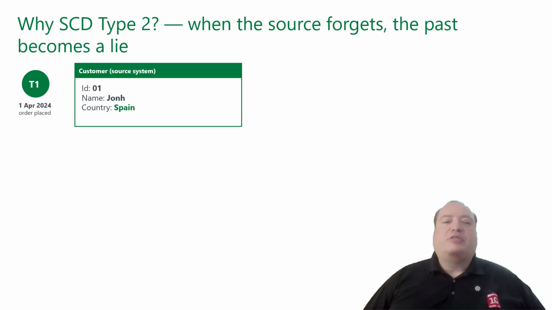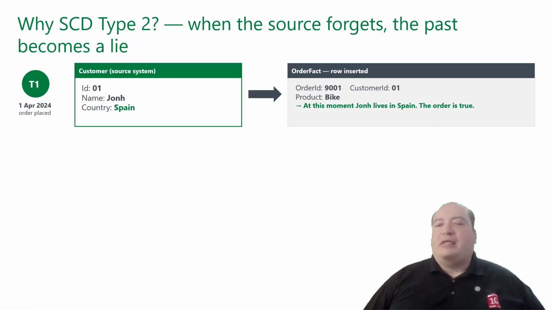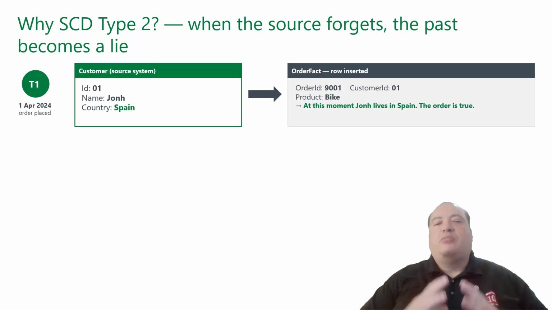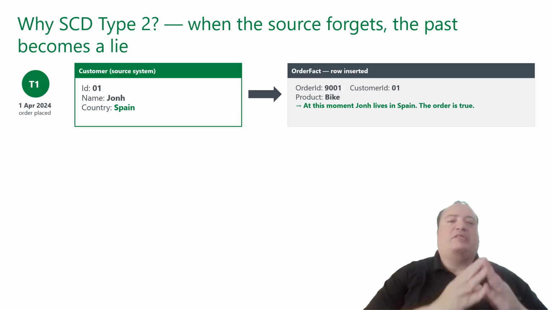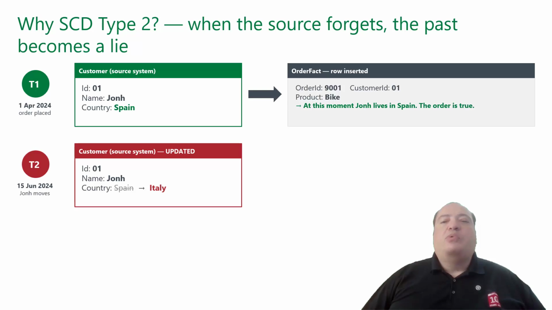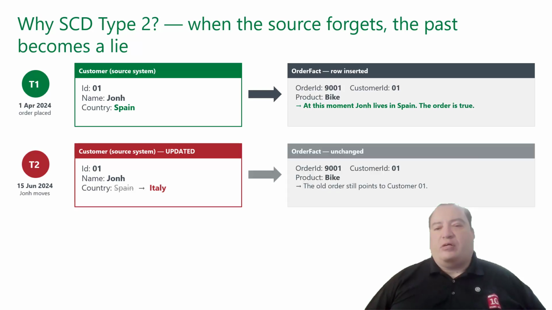Imagine a customer, John. The customer on a specific date lives in Spain. The customer decides to order a bike and the order is recorded. The order is recorded at the moment that the customer lives in Spain. Then the customer moves. John moves from Spain to Italy. In production, John's record is updated. That's expected. But what happens with this data in the analytical environment?